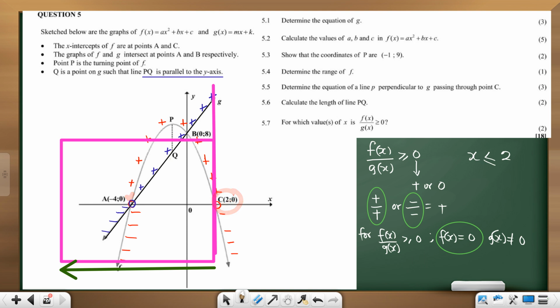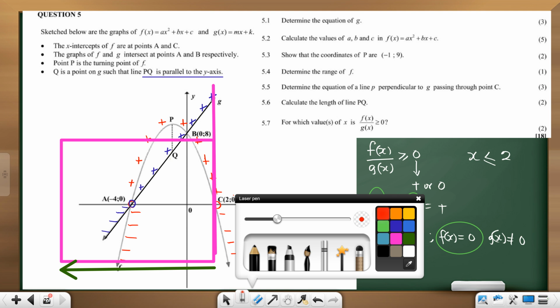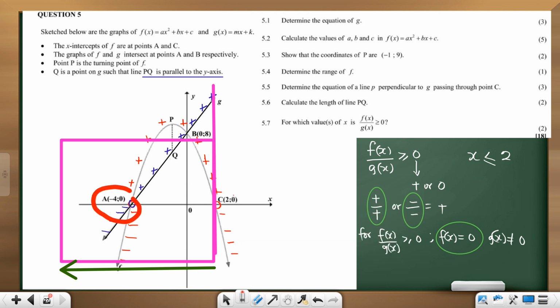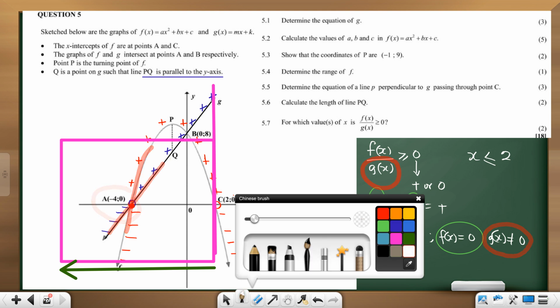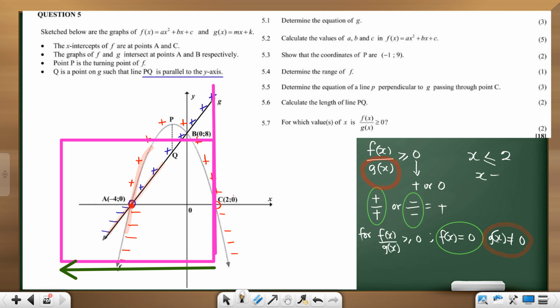But what's happening with the 4? At negative 4, both f of x and g of x are equal to 0. And we said g of x must not be equal to 0, because if g of x equals 0, then it becomes undefined. Where is g of x equal to 0? At negative 4. I'll come here and put a restriction: x must not be equal to negative 4.